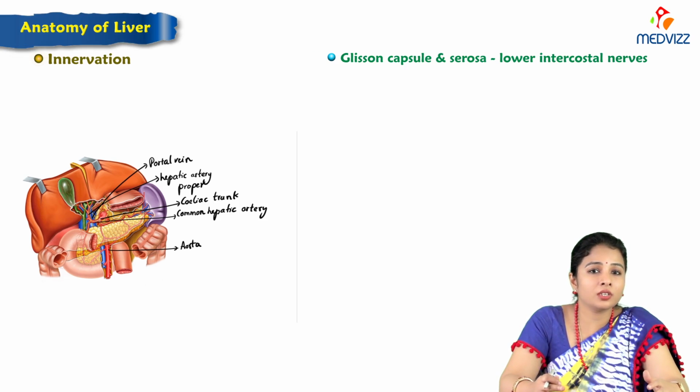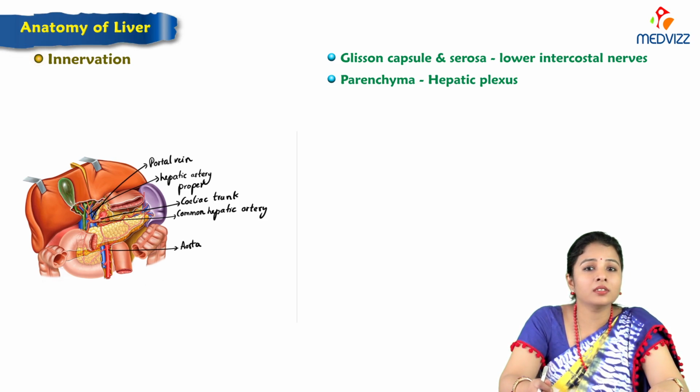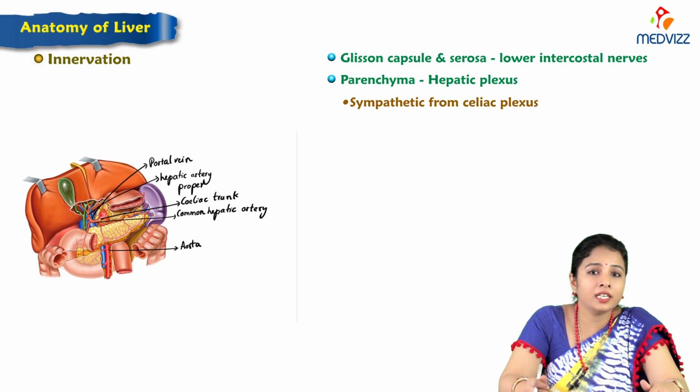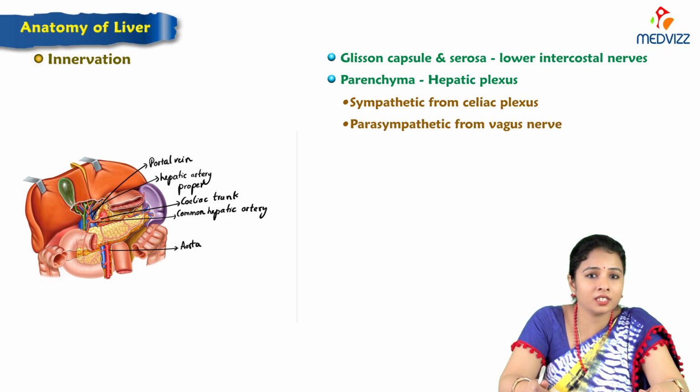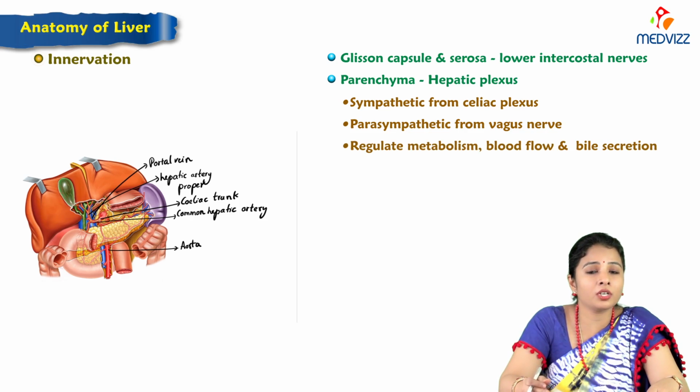The capsule and serosa are innervated by the lower intercostal nerves, whereas the parenchyma is innervated by the hepatic plexus. The hepatic plexus contains both sympathetic and parasympathetic components. The sympathetic fibers are formed from the celiac plexus and the parasympathetic fibers are derived from the vagus nerves. These two components regulate metabolism, blood flow and bile secretion.